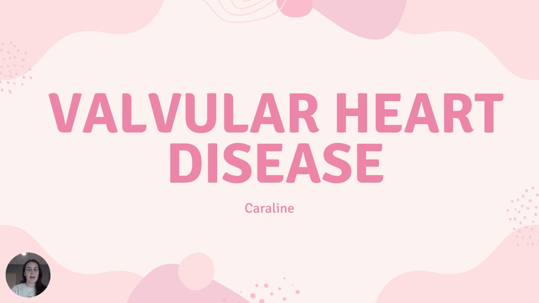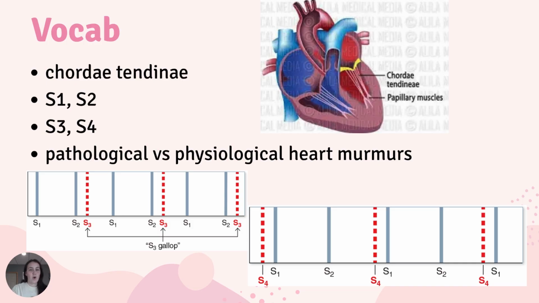Okay, today we're going to talk about what I think is chapter 17 of valvular heart disease. There we go. So there's some vocab that we need to go over and a couple of things. So chordae tendineae, they're attached to the mitral and tricuspid valves. They provide stability, and this will become important when we talk about stenosis and regurgitation of these valves.